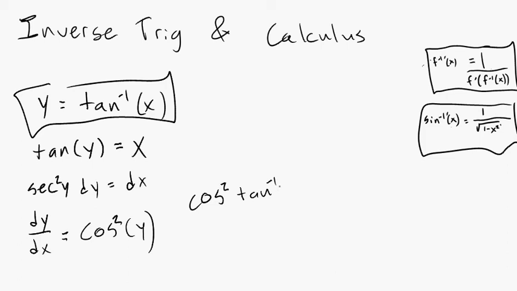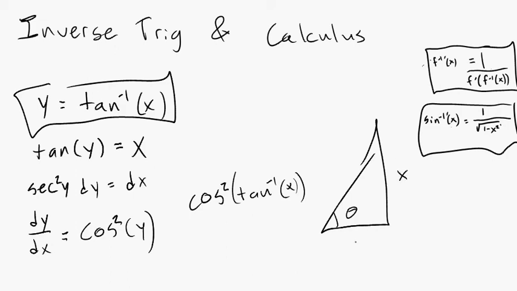So now we need to draw some more triangles. Tangent inverse of x. So here's a second triangle, and here's a second angle, theta. So tangent inverse of x is an angle whose tangent is x. So then tangent is opposite over adjacent, x over 1. So then cosine squared of that. Well, cosine is adjacent over hypotenuse, so we need to find the hypotenuse. That's the square root of 1 squared plus x squared. So then what we get here is 1 over square root of 1 plus x squared, and then that squared.